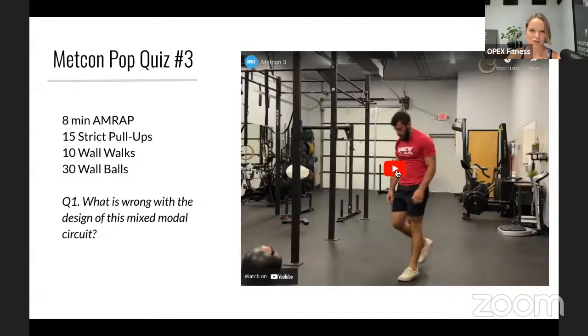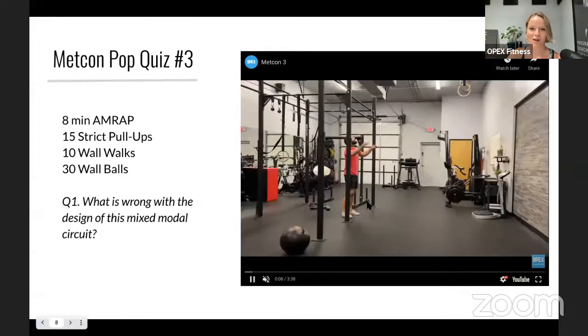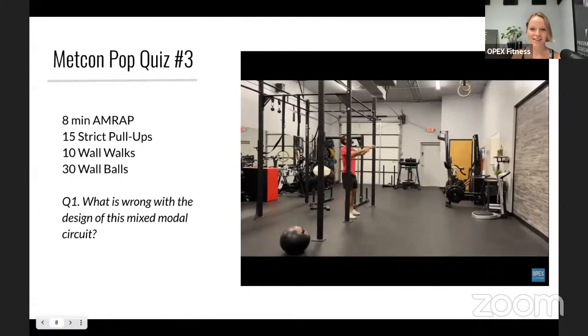Let's watch a little bit of it. And then I'm going to ask you guys what might be going on and what might be wrong with this prescription. Lots is wrong with it. So we've sped up the movements a little bit for you, but his breaks, you can see him resting here in real time.